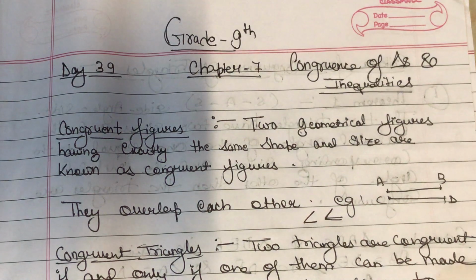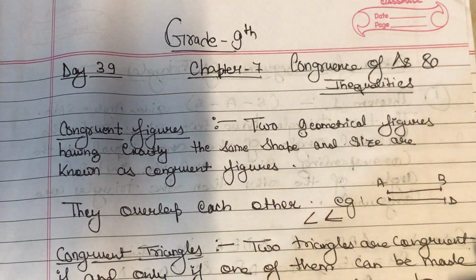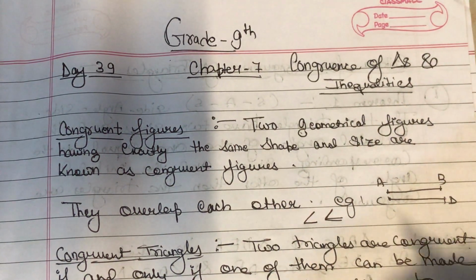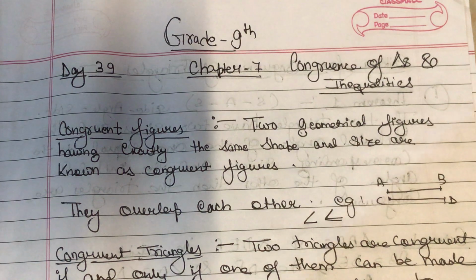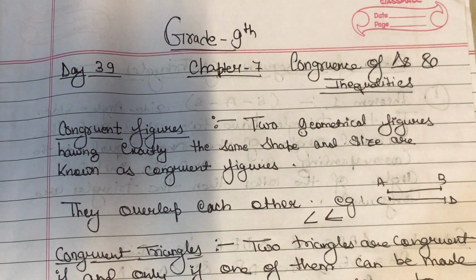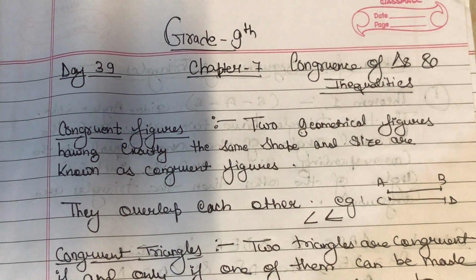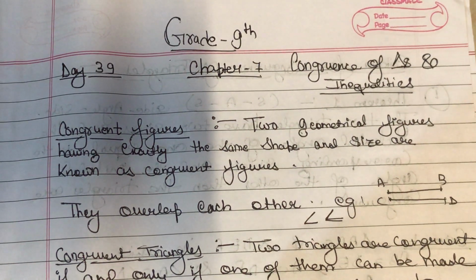Now, what is the difference between similarity and congruency? We can say that two triangles are similar when the ratio of the sides are equal. But for congruent triangles, all the angles and all the sides have to be equal. I mean, the corresponding parts of the congruent triangles have to be equal.